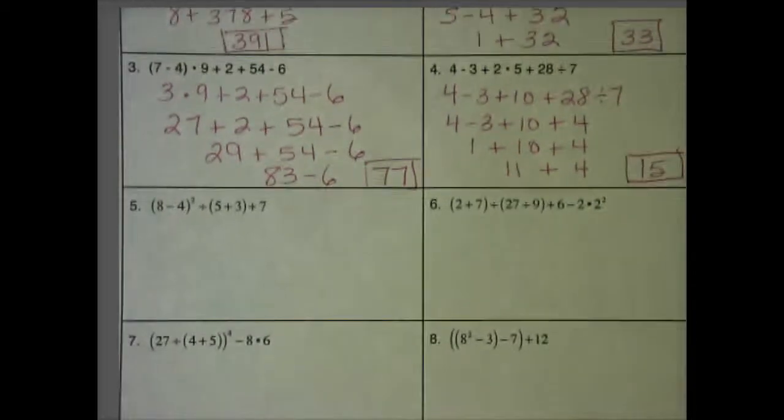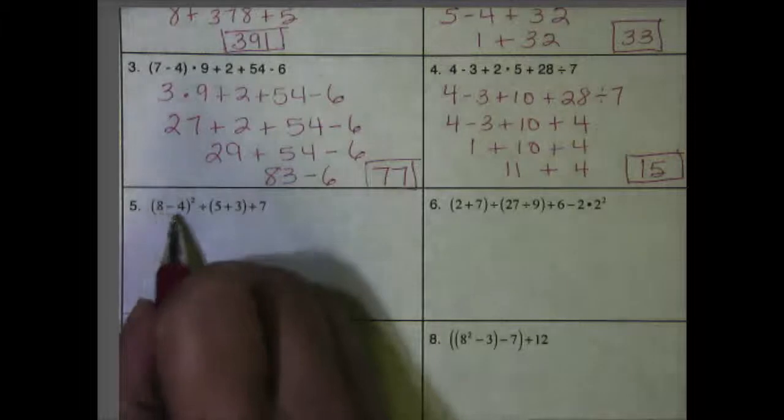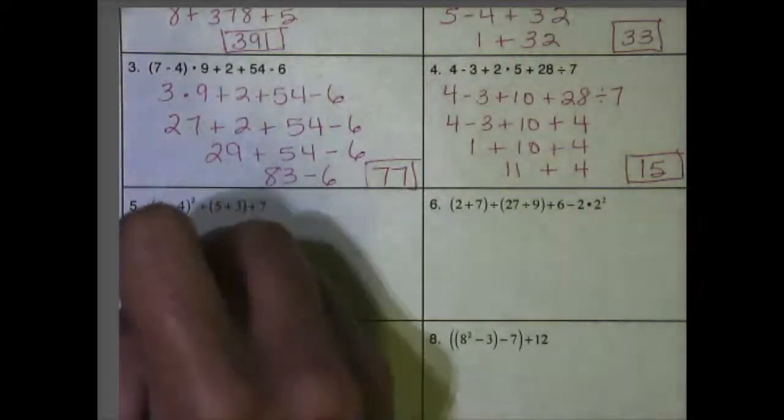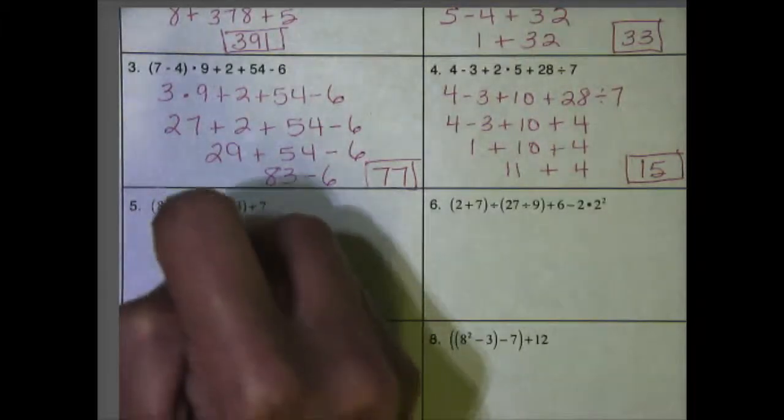All right, let's take a look at number 5. Number 5, I can see that we have grouping symbols and exponents. So we're going to do what's in the grouping symbols first. So we have 8 minus 4 squared. So we'll go ahead and do what's in grouping symbols.